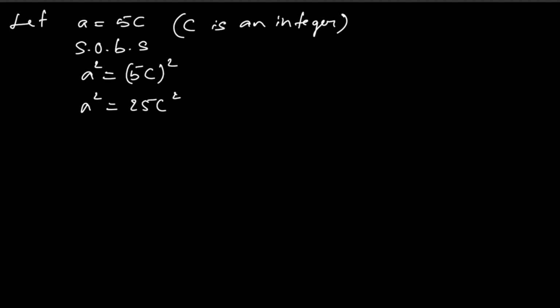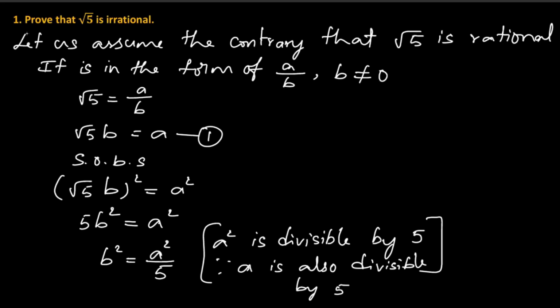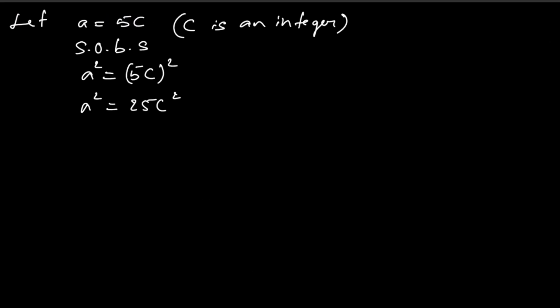So let us look at the previous slide once. In this we are seeing equation 1, an important equation. Take this as your equation 1: 5b square is equal to a square. Let's go back. So a square is equal to 5b square. So here directly you can write 5b square is equal to 25c square, since from equation 1 you can see a square is equal to 5b square.